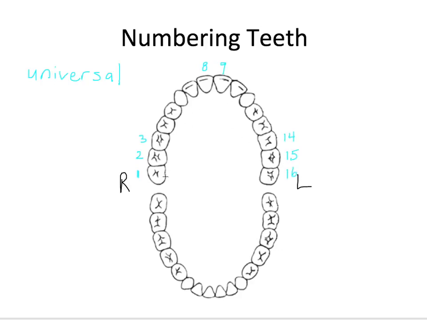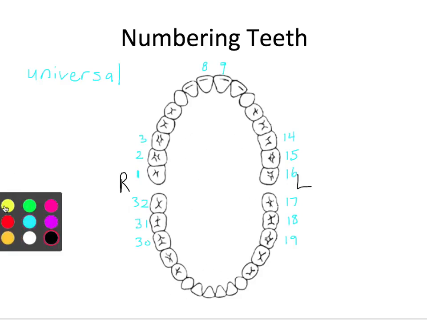There are 16 teeth in the adult dentition on top, and there are also 16 on the bottom. So now that we got to 16, we continue right here to form a nice clockwise circle. So we'll keep going 17, 18, 19, and I'll just skip ahead over to here, 30, 31, and 32. So 32 teeth in total.